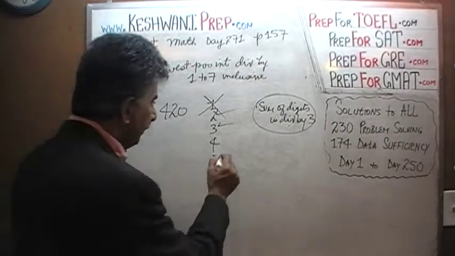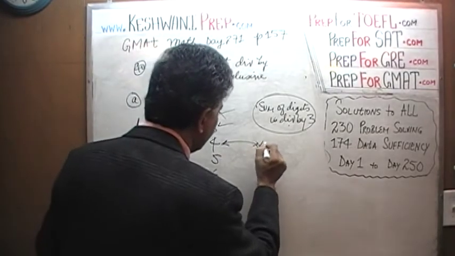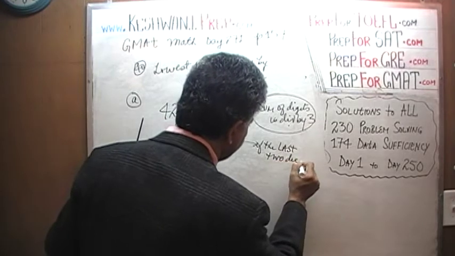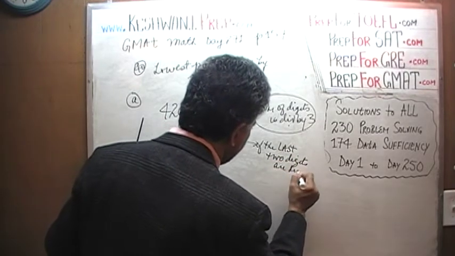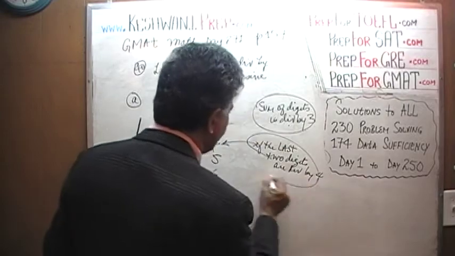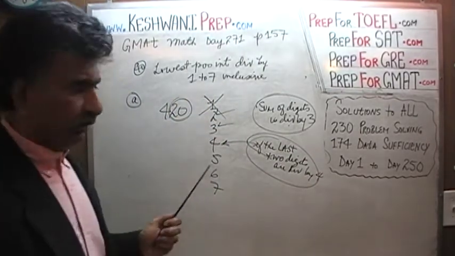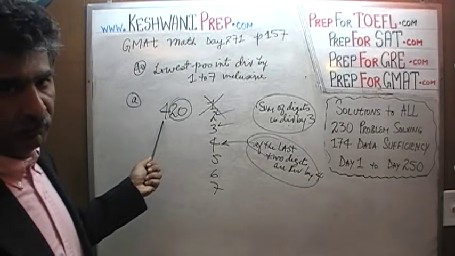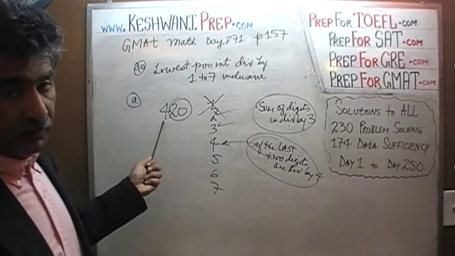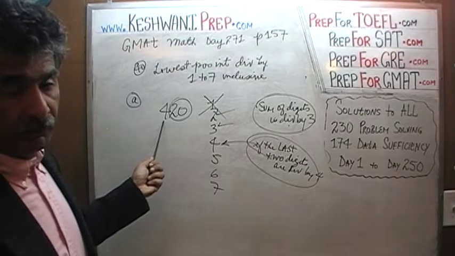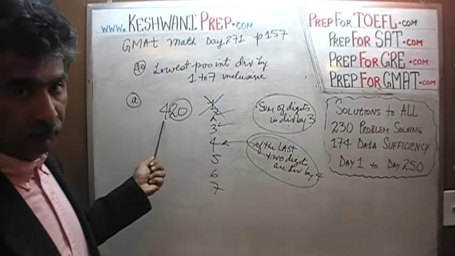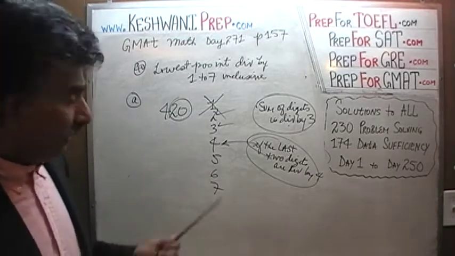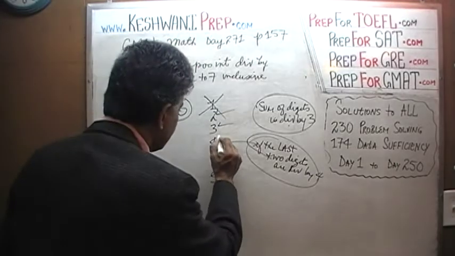How do we know if a number is divisible by 4? A number is divisible by 4 if the last two digits are divisible by 4. We only have to worry about the last two digits, because any multiple of 100 is divisible by 4, since 100 is divisible by 4. If 100 is divisible by 4, then so is 200, 300, 400. We only have to concentrate on the last two digits. The last two digits here happen to be 20. 20 is divisible by 4, which means this number is divisible by 4.